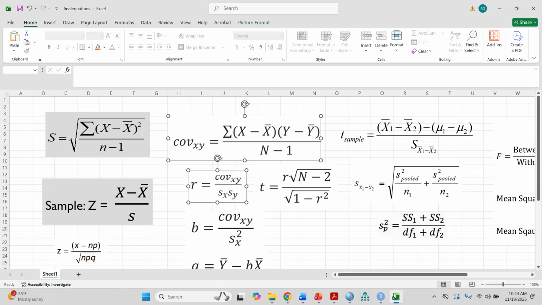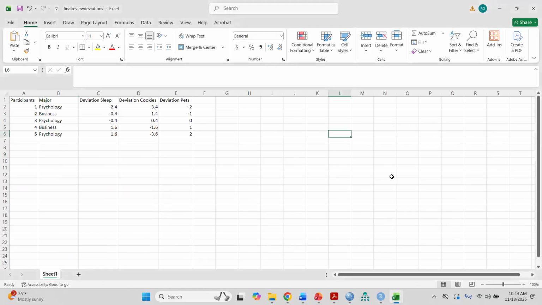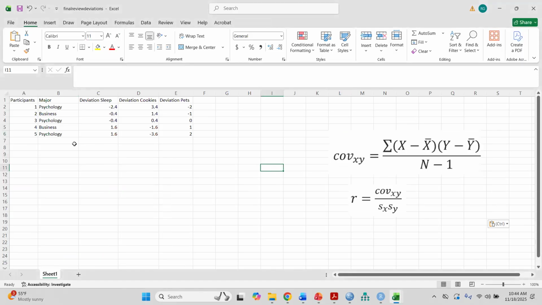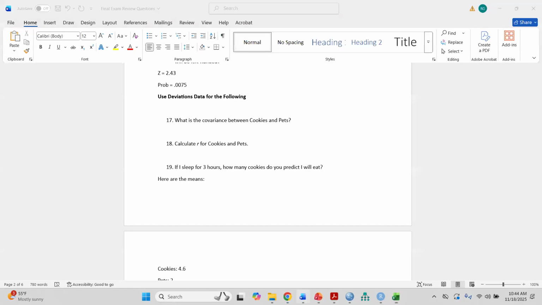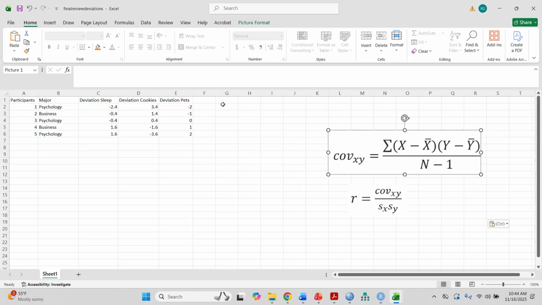Maybe we'll copy these two things into, this is some new data, and this is interesting. We're not given raw scores, we're given deviation scores. So that's going to throw kind of a wrench in things, but also make it more interesting for sure. So it looks like we've got different psychology and business majors, and their deviation from the sample means on sleep, how many cookies they eat, and the number of pets that they own. All right. So, what do we need to do? Let's go back, and we're talking about covariance between cookies and pets. All right, very good.